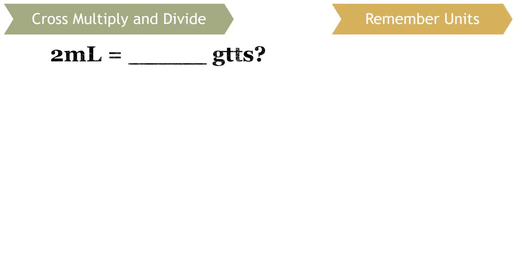So let's start with this first conversion here. It's a fairly straightforward, simple one. 2 milliliters is equal to how many drops? So the first thing we need to do is cross multiply and divide. We need to set up our cross multiplication table here. Basically, you set 2 fractions equal to one another. You're going to put your conversion on the left side: every 1 milliliter is equal to 20 drops.